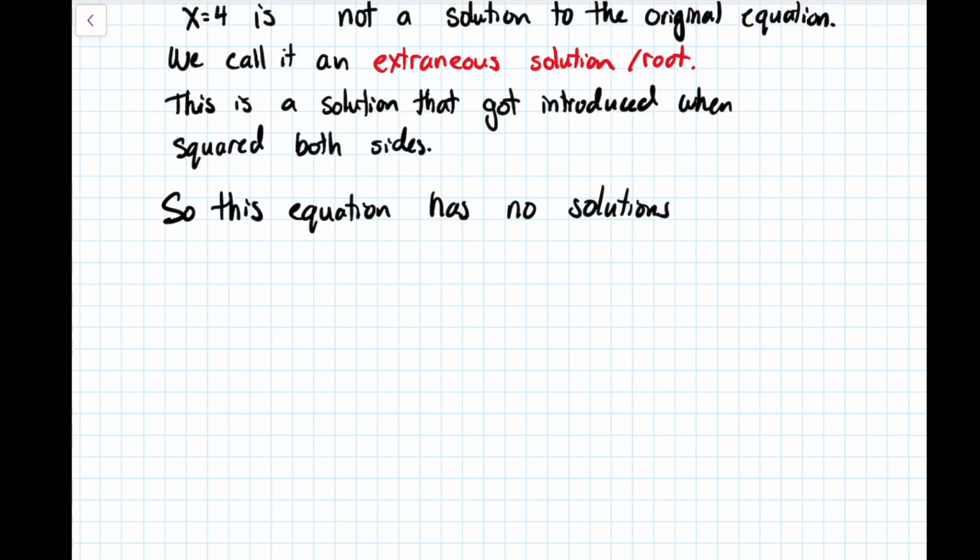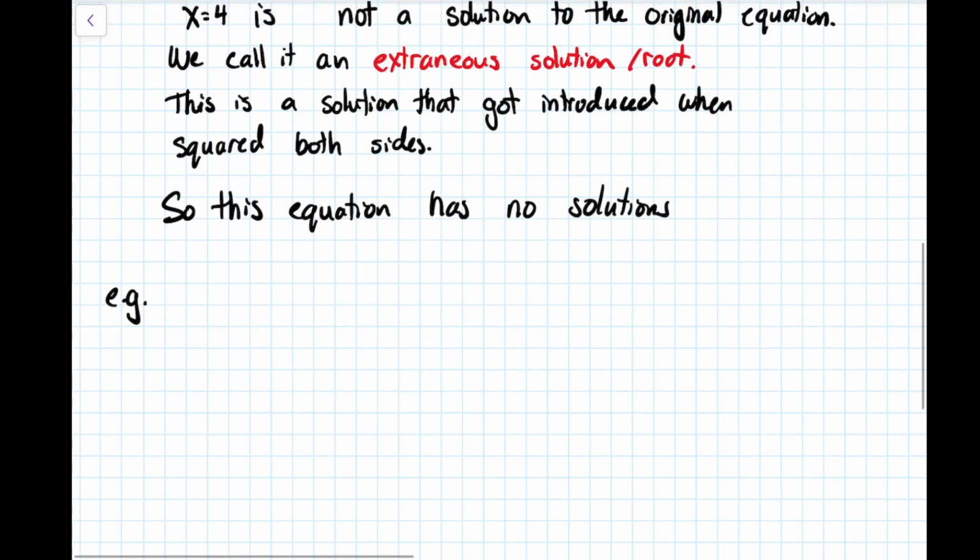So this is why we have to check our equations every time, and we have to check our solutions every time, because you don't know if your solution is real. It might be an extraneous solution. So we've got to check every single solution to make sure that we're getting a solution that actually works.